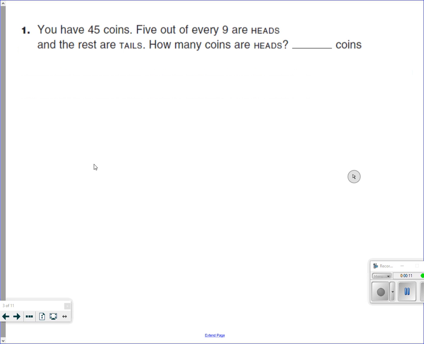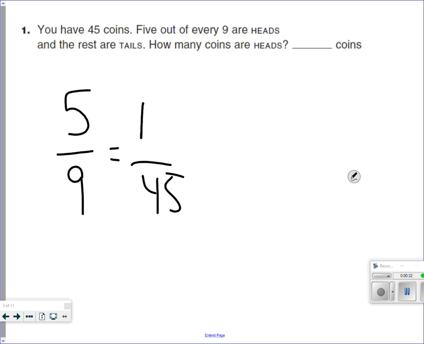Very first problem we have, you have 45 coins. 5 out of every 9 are heads. So we'd write that out like this: 5 out of 9 are heads. We have 45 total coins. How many coins are heads? So we'd simply set it up like this, and we'd have 45 right there. We want to know how many of these are heads. Simply just multiply across. Times 5, times 5. How many coins do we have? We have 25 coins that are heads.